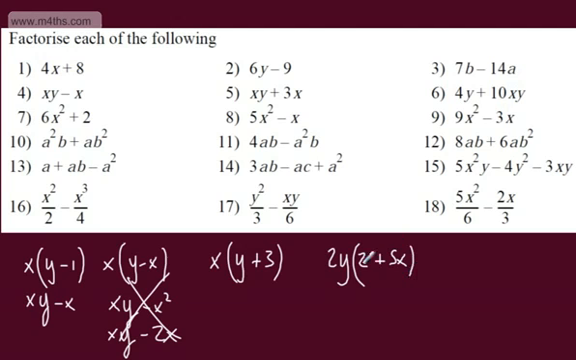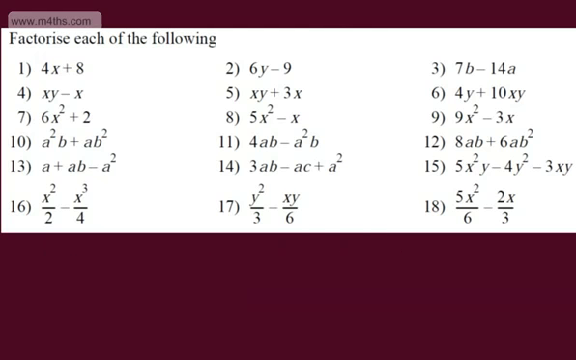We could check, we could just multiply out. So 2y times 2 is going to give us 4y. 2y multiplied by positive 5x is going to give us plus 10xy. Remember, 10xy is the same as 10yx, so it doesn't matter which way you put those round.